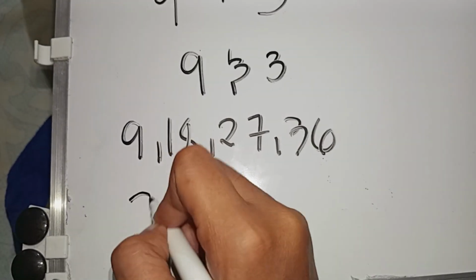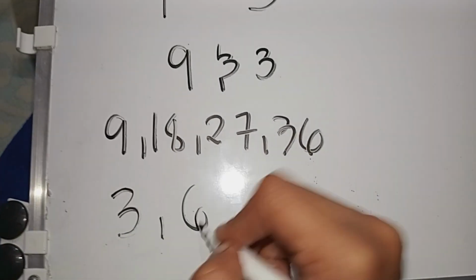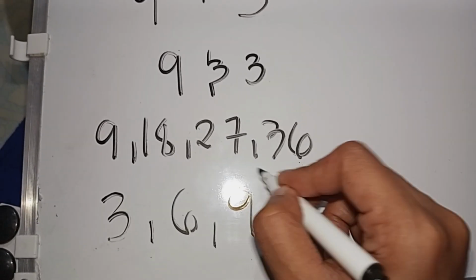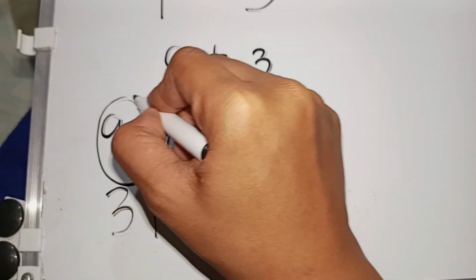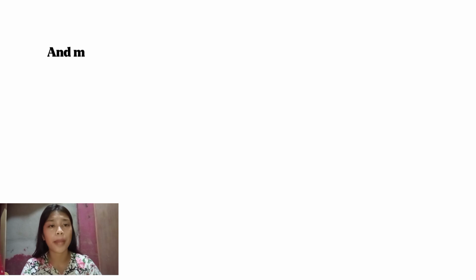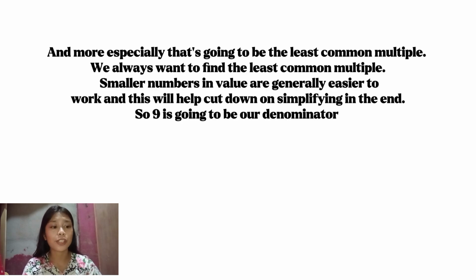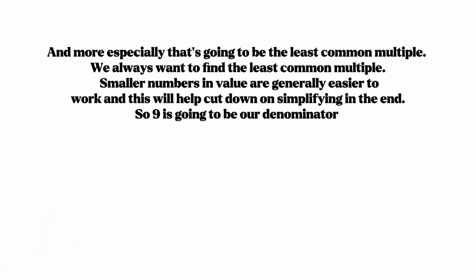First, 3, 6, and 9. And it looks like we have a common multiple of 9. And more especially, that's going to be the least common multiple. We always want to find the least common multiple. Smaller numbers in value are generally easier to work with, and this will help cut down on simplifying in the end. So 9 is going to be our common denominator.